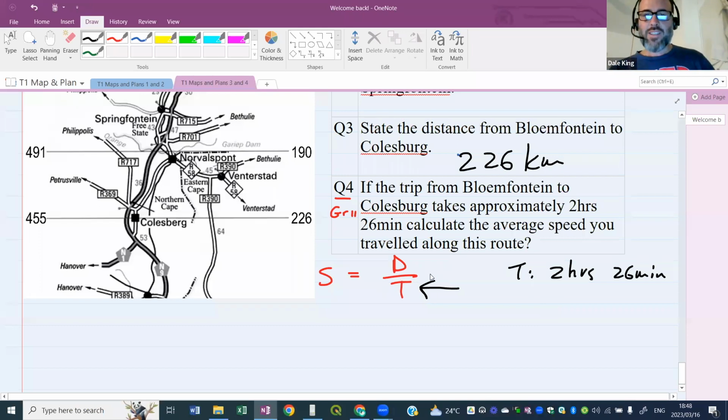All right. So this is the formula. Speed equals distance over time. Be careful with the time. That's what I'm going to say. I need to know what was the speed between Bloemfontein and Colesberg if you took 2 hours and 26 minutes to travel. Off you go. You guys must try this one.